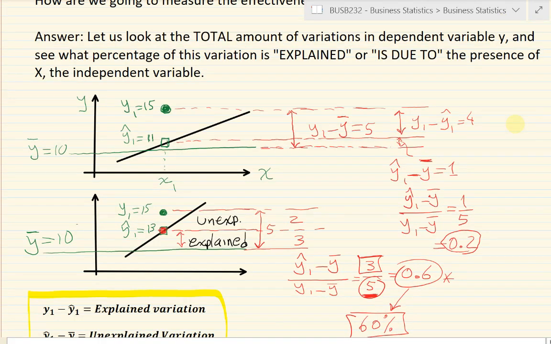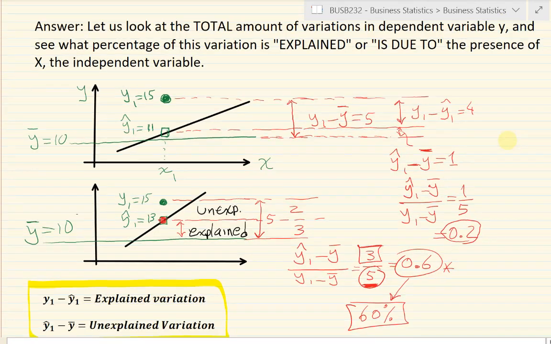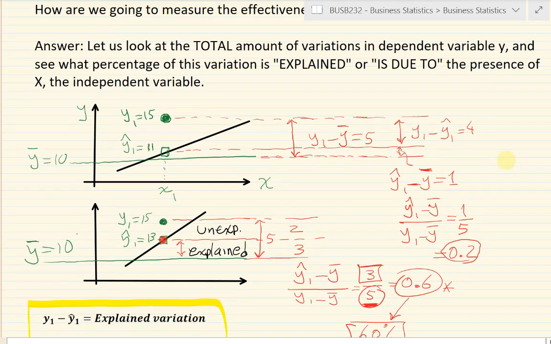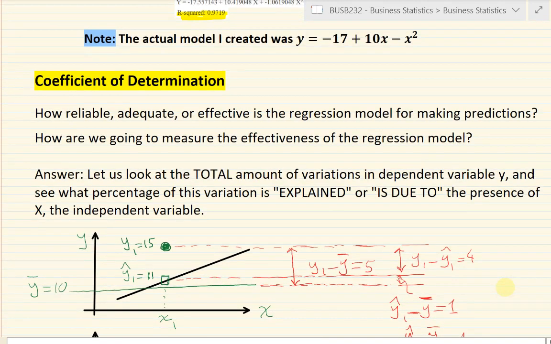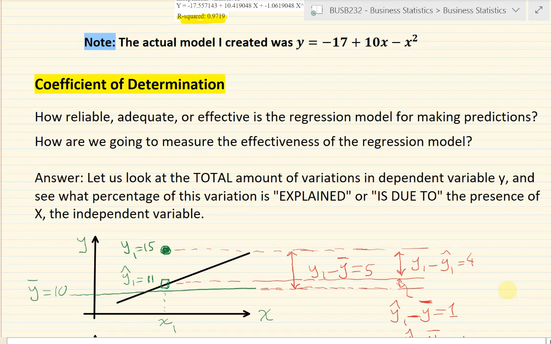Here I have the idea of how we're going to do this with explained variation. Let's go back here. I have a case with an actual number. This dot is the actual y, this is the predicted value, and this is the average. Let's say the average response variable, y bar, is 10. The difference between the predicted value and the average is 1. The difference between the observed value and the average is 5.